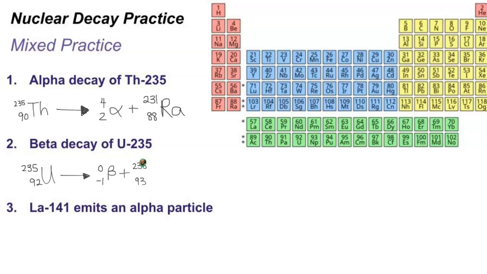So now we just need to figure out the element that has atomic number 93, and that is neptunium, which is right here on the periodic table. Oh, not there. In the f-block, right here, 93. And there is the beta decay of uranium-235.